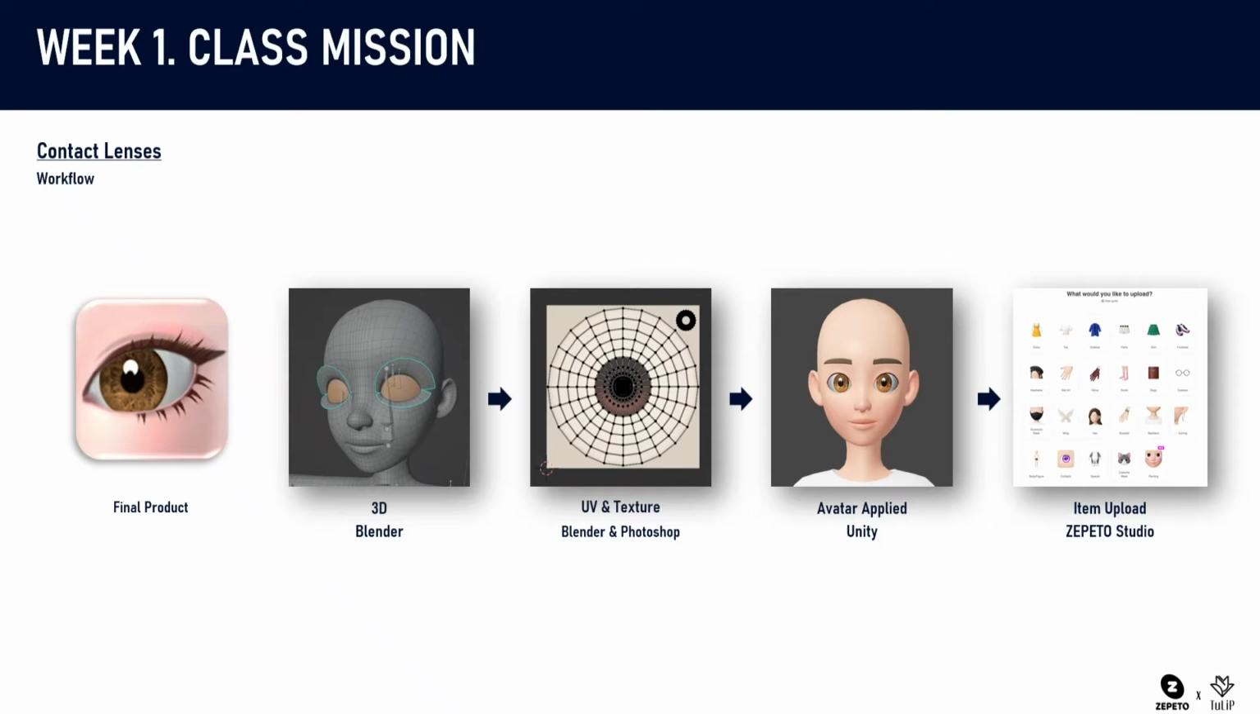So let me show you the workflow of making a ZEPETO item. We'll create a 3D model in Blender, unmap a UV also in Blender, then texturing in Photoshop. We'll apply the texture to our ZEPETO avatar in Unity, and finally we'll upload your item on ZEPETO Studio to be released on your shop.